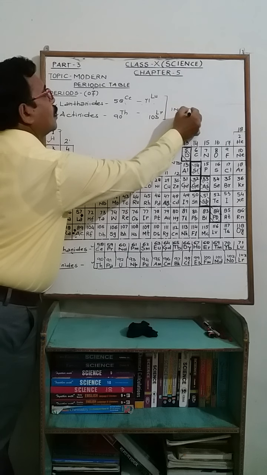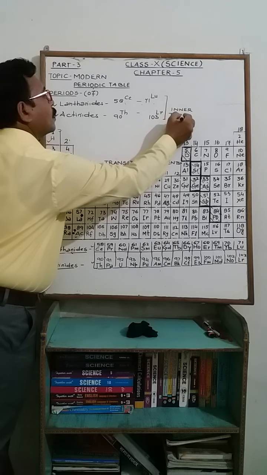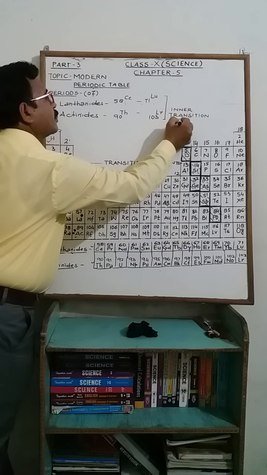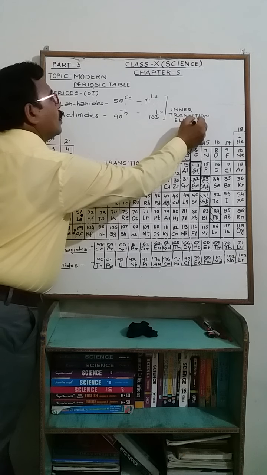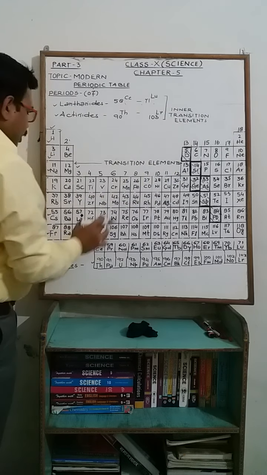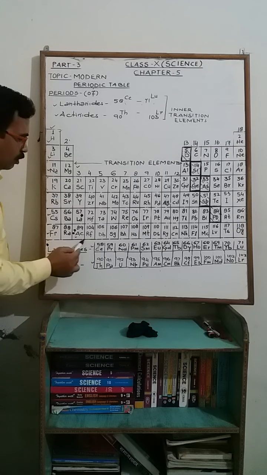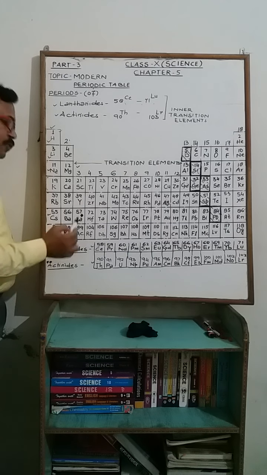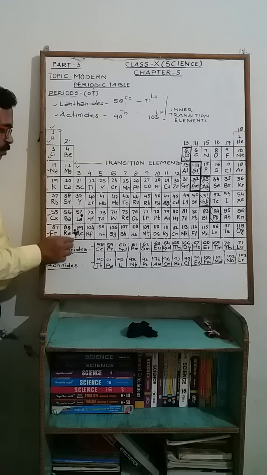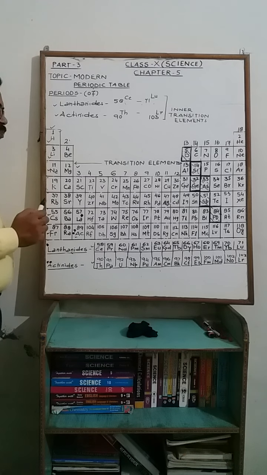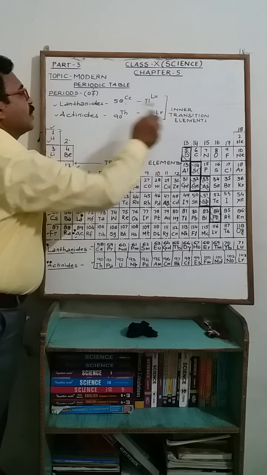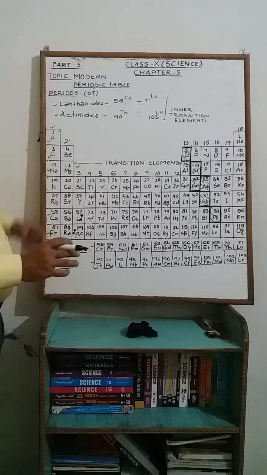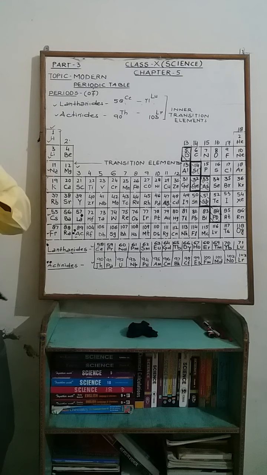Inner transition elements. Why? Because these elements are part of the transition metals. One is with lanthanum and the second, actinides, with actinium. So these are also known as the inner transition elements. So what are the inner transition elements? Inner transition elements are actually the lanthanides and the actinides.